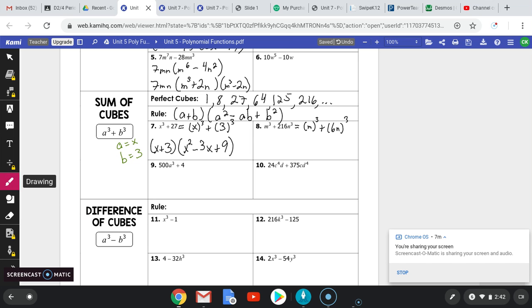So a is m, b is 6n. So what you want to do is just, again, place it into the correct spots of your rule. So a is m, b is 6n, so it's m plus 6n times the quantity of a squared, so m squared, minus a times b, so m times 6n, minus 6mn, plus b squared. 6n squared would be 36n squared.